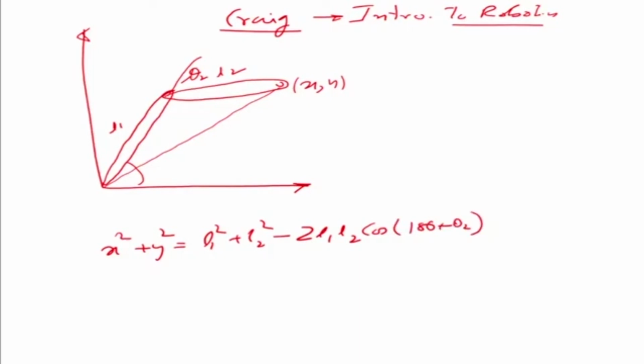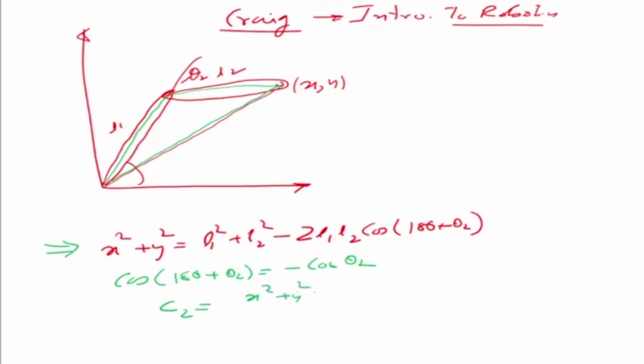So we look at the upper triangle, and by the law of cosines we get this. We also know that cos of 180 plus theta 2 is equal to minus cos theta 2, right? So from here we can find that cos theta 2 is equal to x squared plus y squared minus L1 squared minus L2 squared divided by twice L1 L2. So we can get our cos theta 2 from here. Something to note is that we are actually finding the upper solution, so it is minus theta 2 which we are getting.